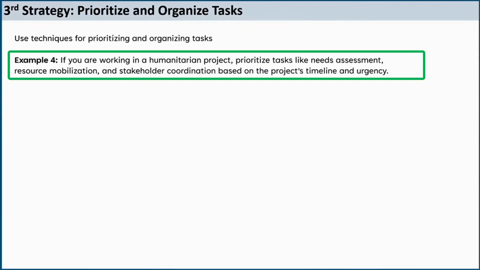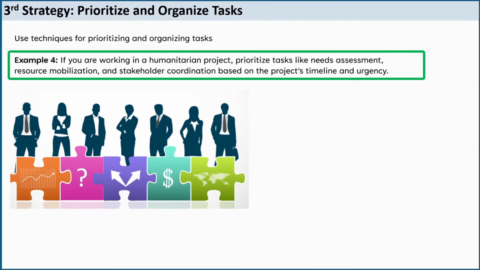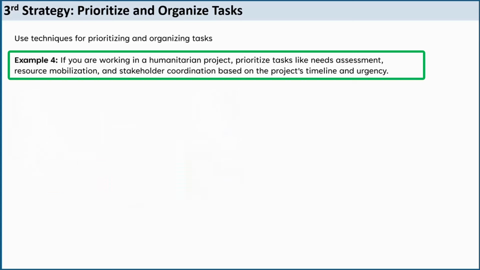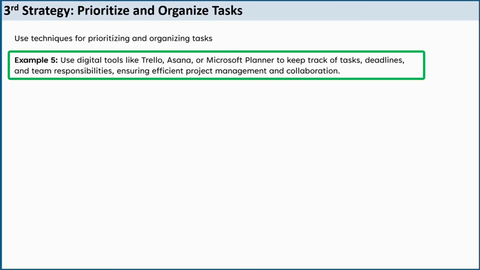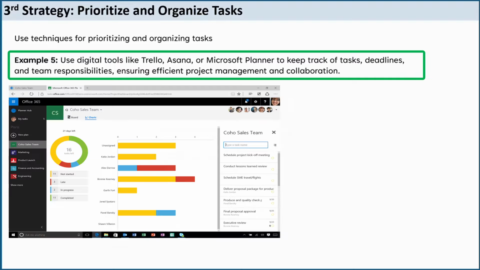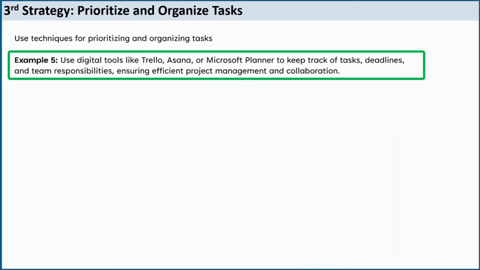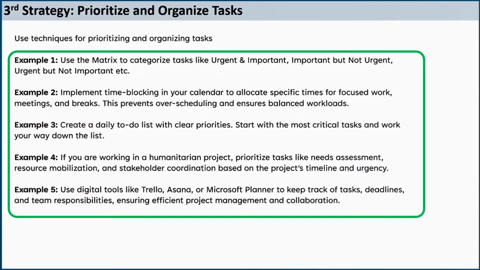Working in a humanitarian project, prioritize tasks like needs assessment, resource mobilization, and stakeholder coordination based on the project's timeline and urgency. The fifth example to prioritize and organize tasks is to use digital tools like Trello, Asana, or Microsoft Planner to keep track of tasks, deadlines, and team responsibilities, ensuring efficient project management and collaboration. So these were some examples related to the third strategy, which is to prioritize and organize your tasks.